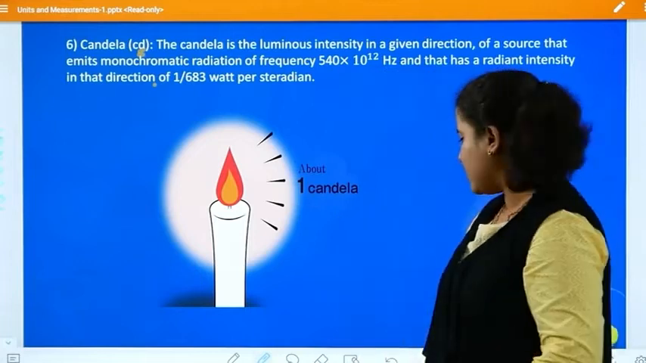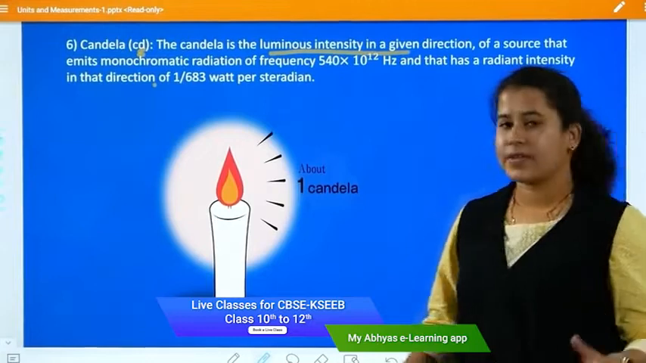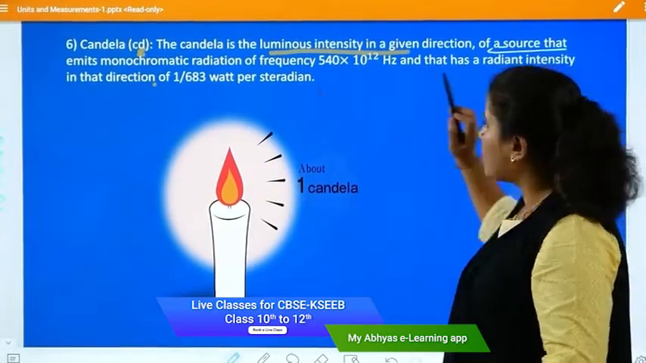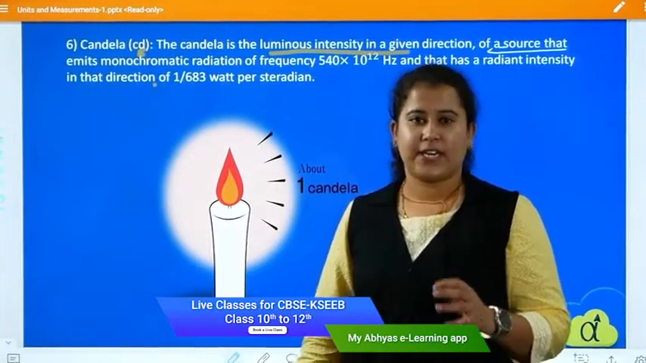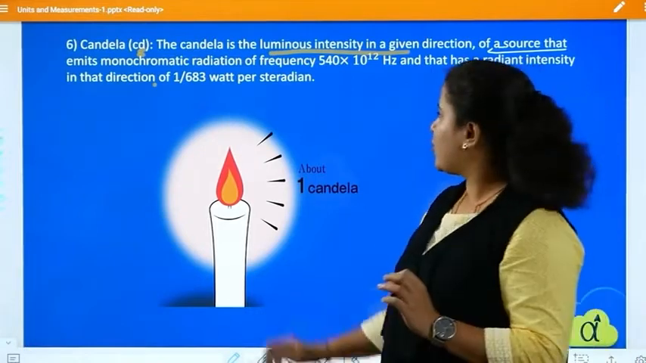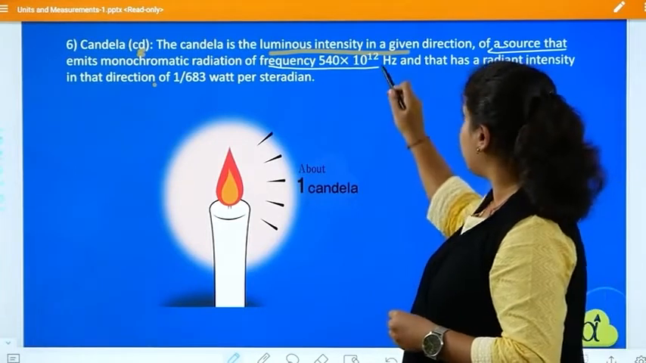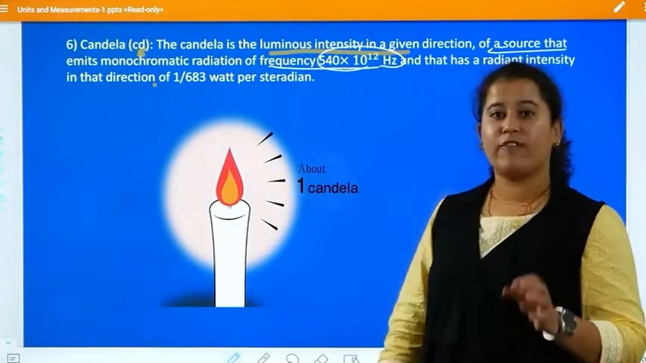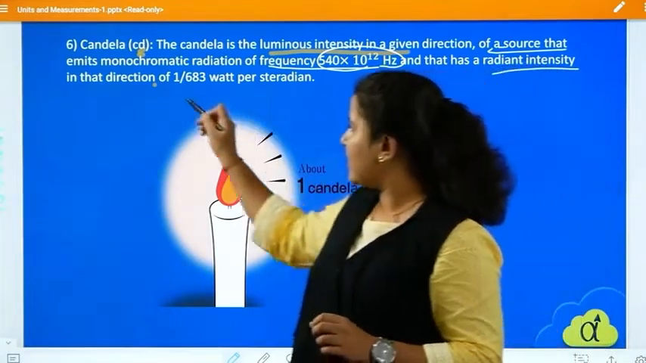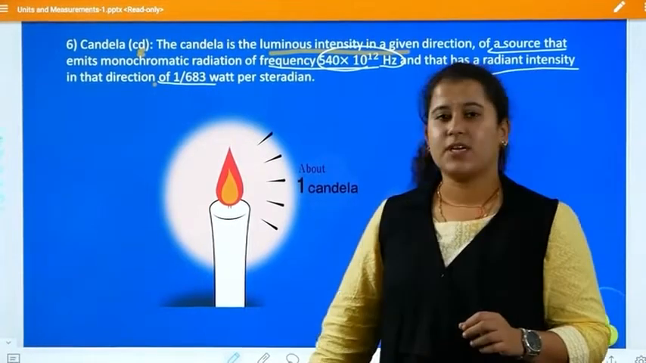Okay, so what is it denoted by? It is denoted by cd, and the candela is the SI unit of luminous intensity, which is given for a source that emits monochromatic radiation. So what type of radiation does it emit? Monochromatic radiation of frequency 540 × 10^12 hertz, and it has a radiant intensity in that direction of 1/683 watt per steradian.